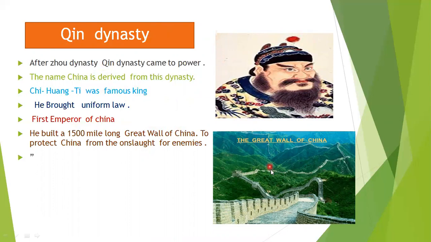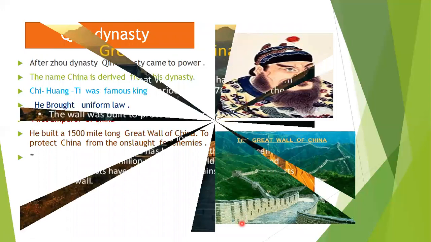And he built the 1,500-mile long Great Wall of China. Who built the Great Wall of China? Qin Huangdi built the Great Wall of China, and it would protect China from the onslaught of enemies. So that wall will protect us from the enemies.